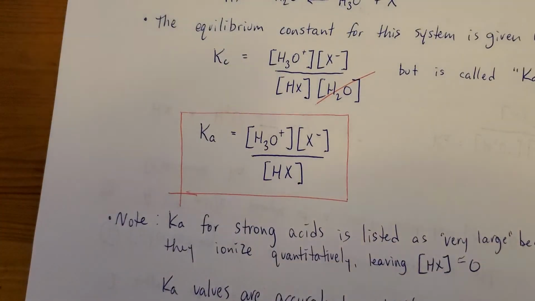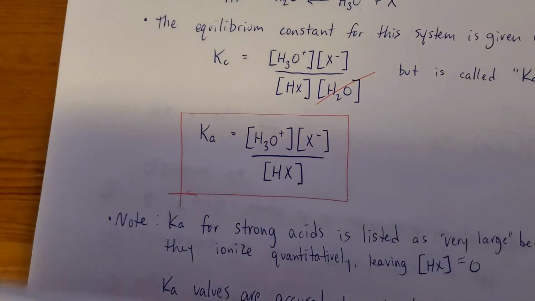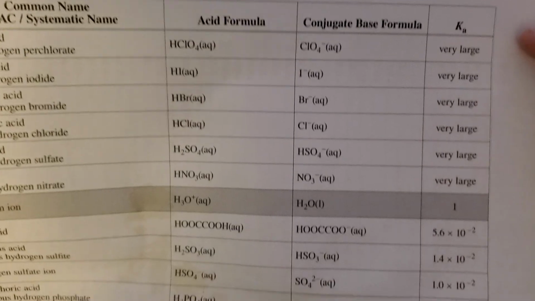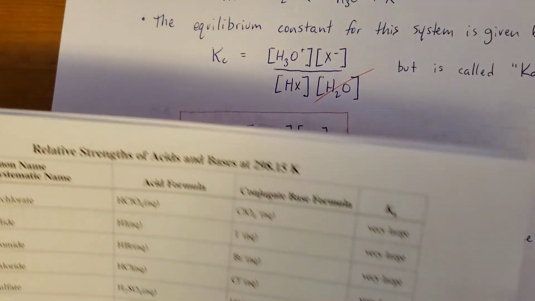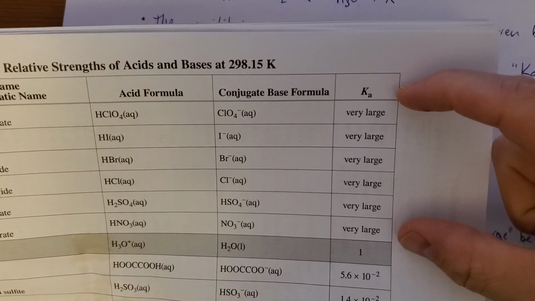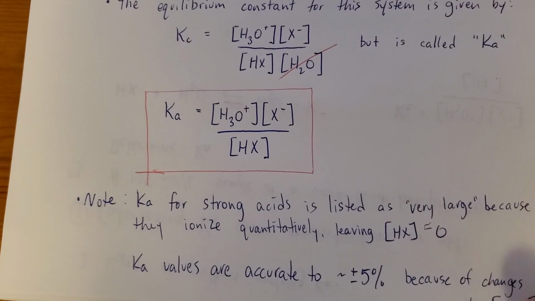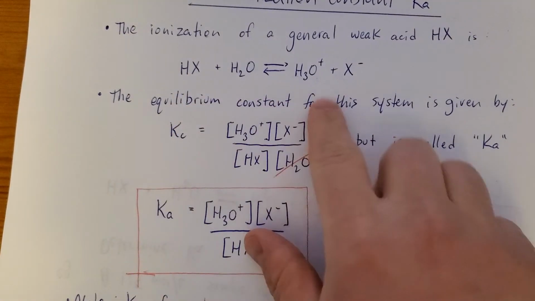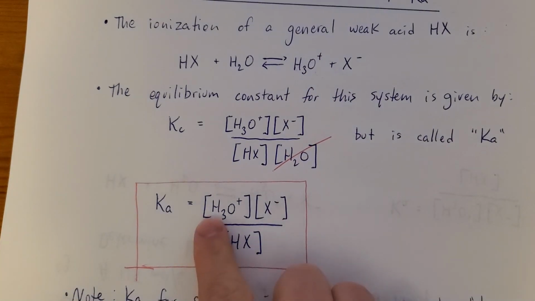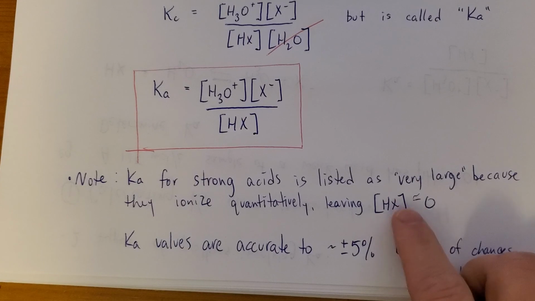Now, a couple things. Your table of the relative strength of acids looks like this. It's organized by Ka, so a higher Ka means there's more hydronium, stronger acid. But Ka for the strong acids is called very large. There's a good reason for that. Strong acids ionize quantitatively, so if you go back to the ionization, there's pretty much none of this left over, and it all turns into hydronium. So it'd be hydronium concentration divided by basically 0. Okay, so that's why it's called very large. It's a math reason. The acid concentration becomes pretty much 0.